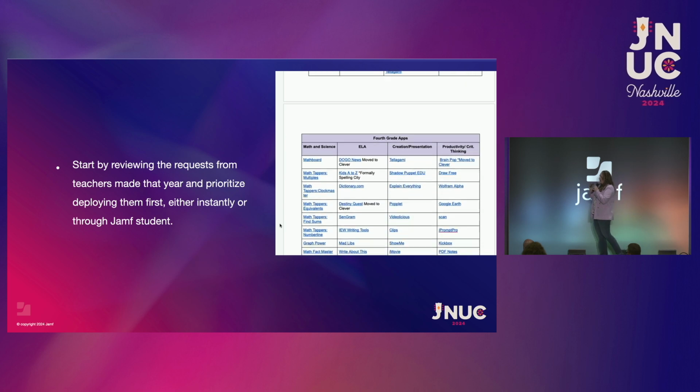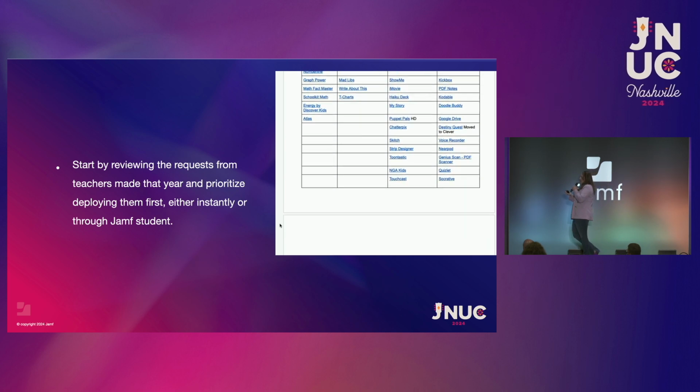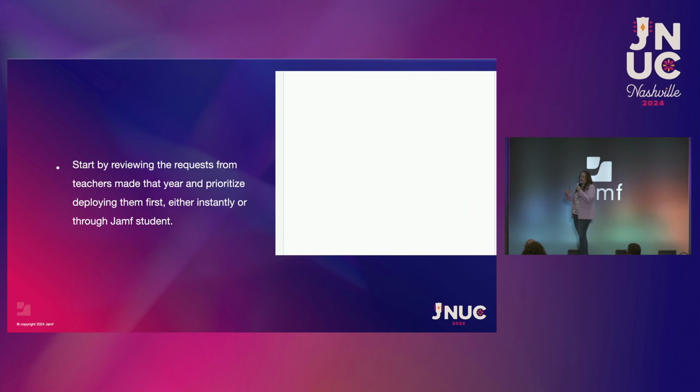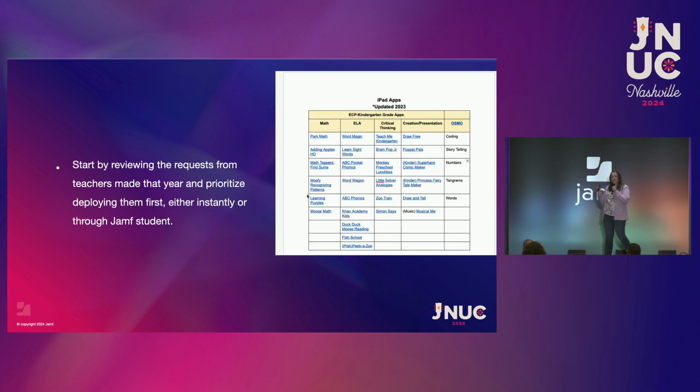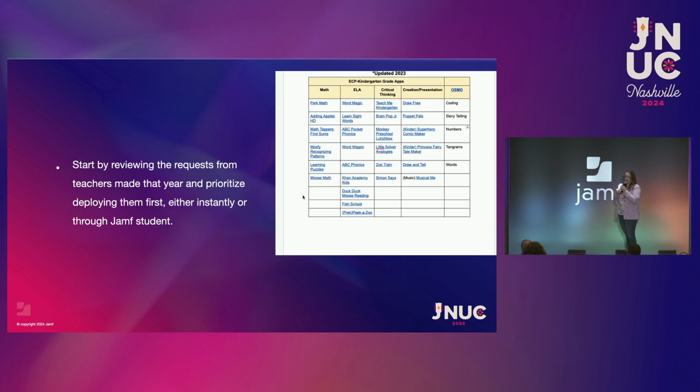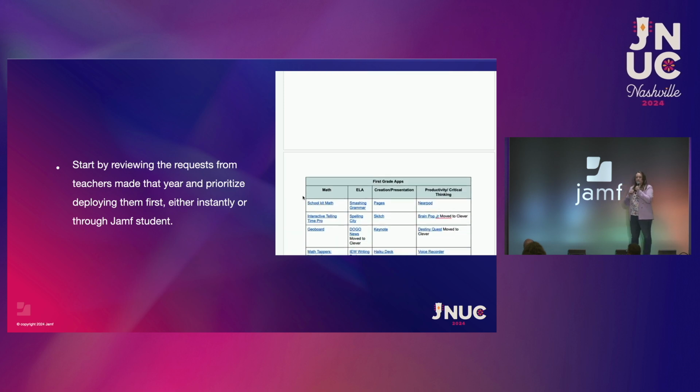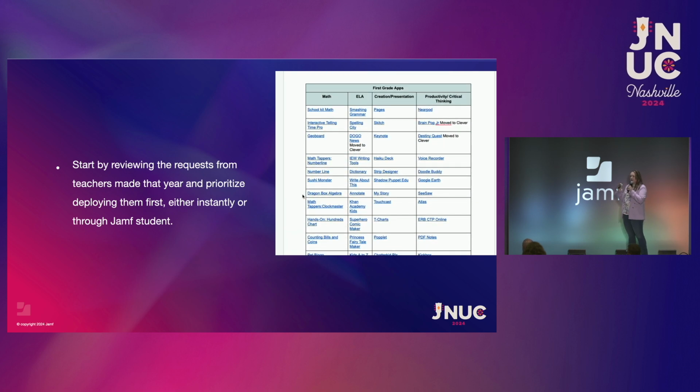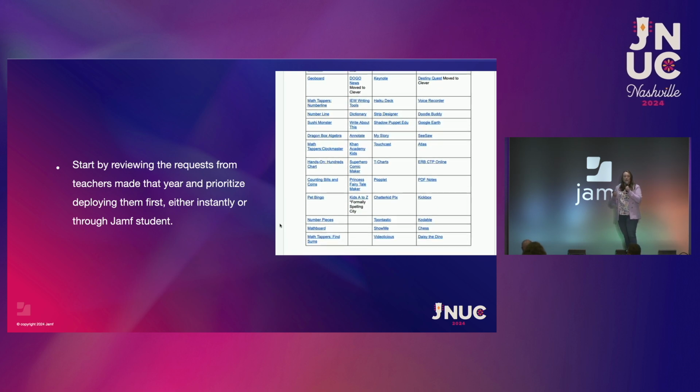And basically what happens with these lovely lists is these are the lists that go into your smart groups that get deployed. And this is what gets deployed every year to my iPads for my students. And so the teachers already know, because they see the lists. And at the end of the year, I review the lists in team meetings.